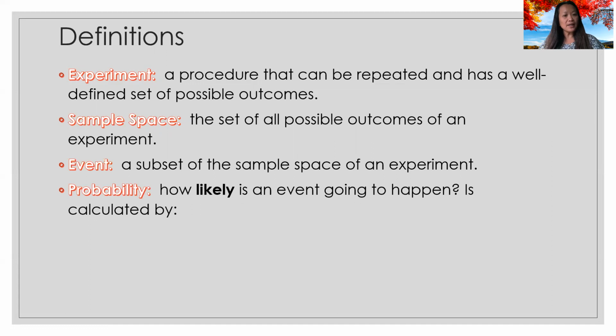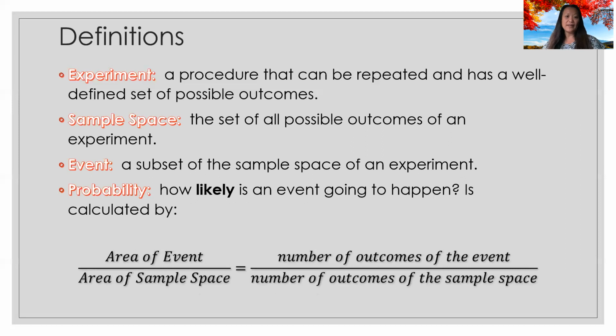And the probability is how likely an event is to happen. And it is calculated by the area of the event divided by the area of the sample space. That is if you talk about the sample space being geometrically formed, or if you can count, then you would say it will equal the number of outcomes of the event divided by the number of outcomes of the sample space. Okay, so it depends on how the information is presented to you, either in an area model or in terms of numbers that you can count. Okay.